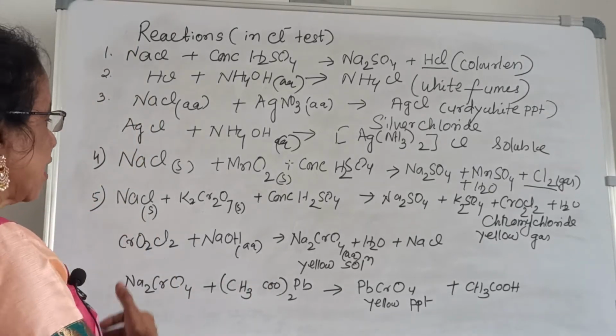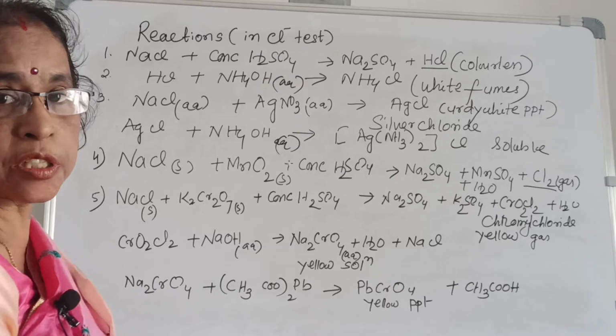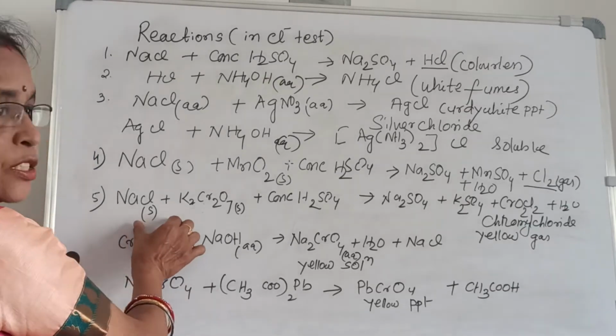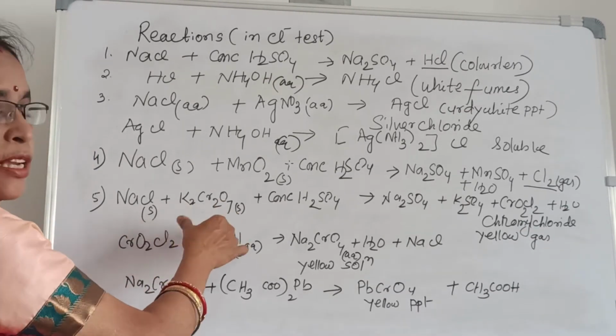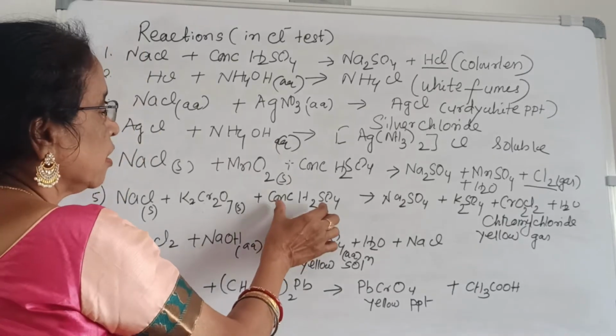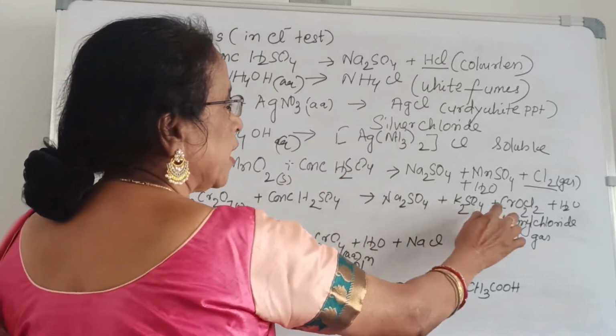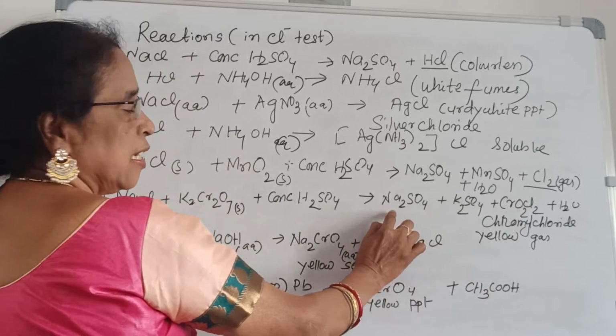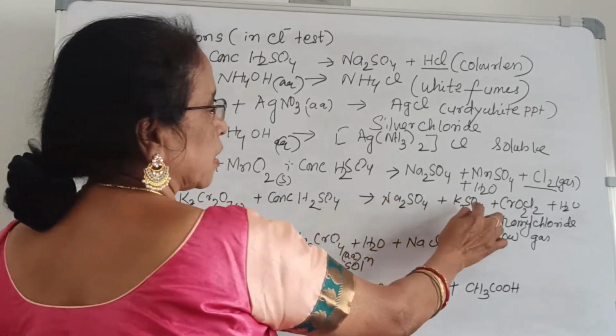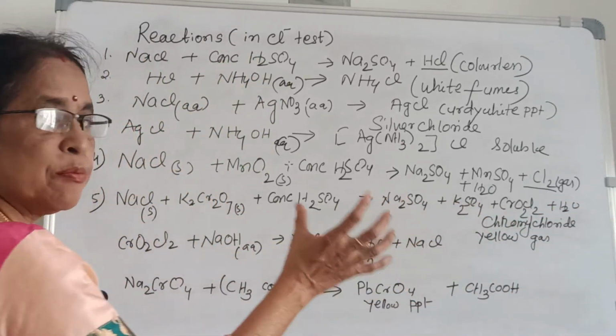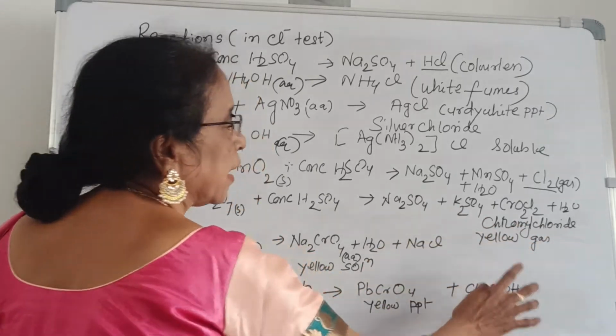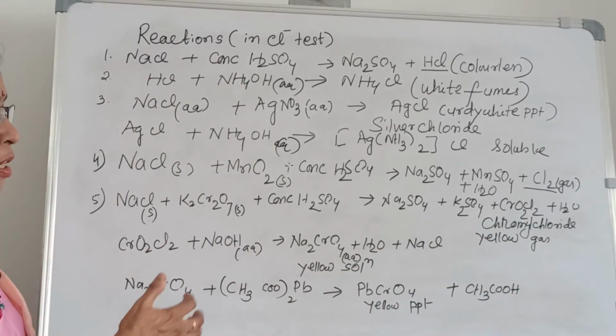Next reactions, you see what equations are involved. Solid sodium chloride is taken, solid potassium dichromate is taken, and concentrated sulfuric acid is added. Immediately it gives a yellow gas. These are the byproducts: sodium sulfate, potassium sulfate and water. What is the main product? Chromyl chloride, which is a yellow colored gas.